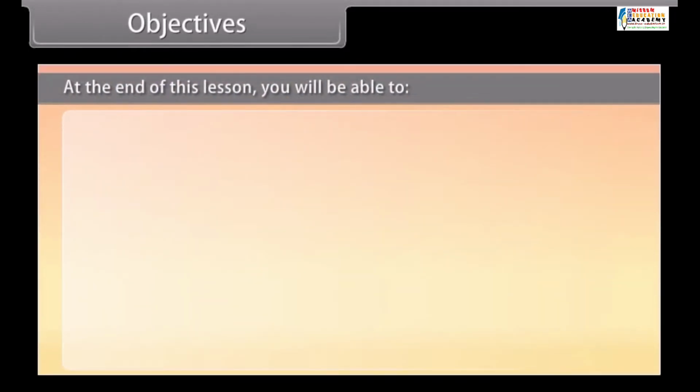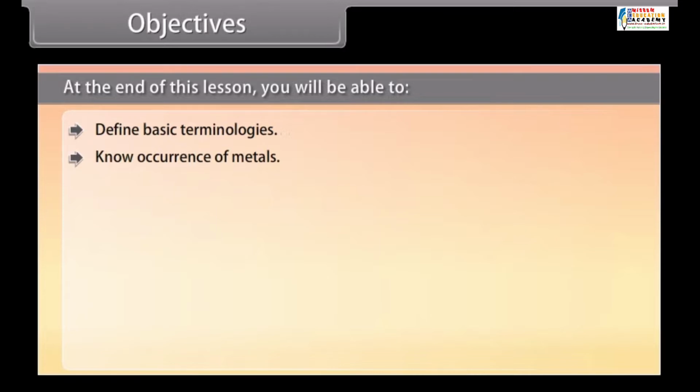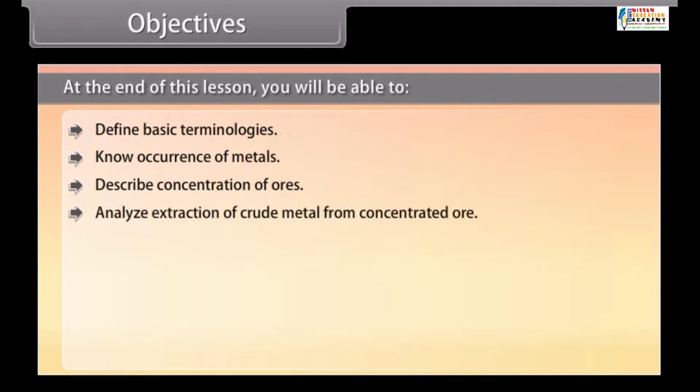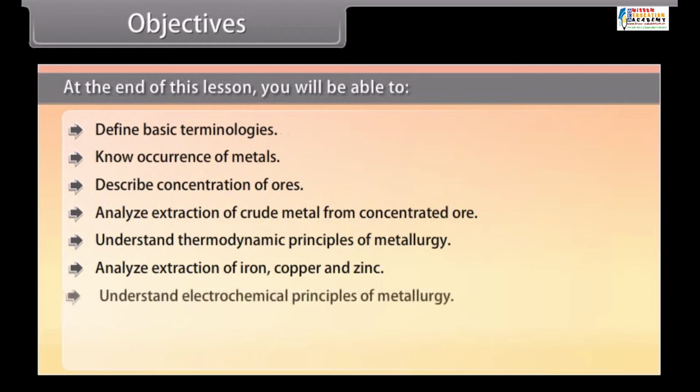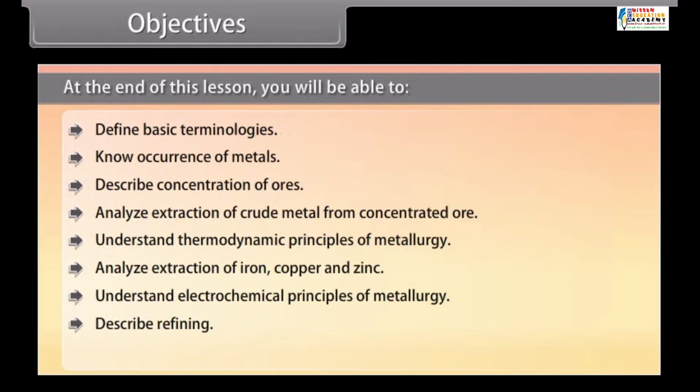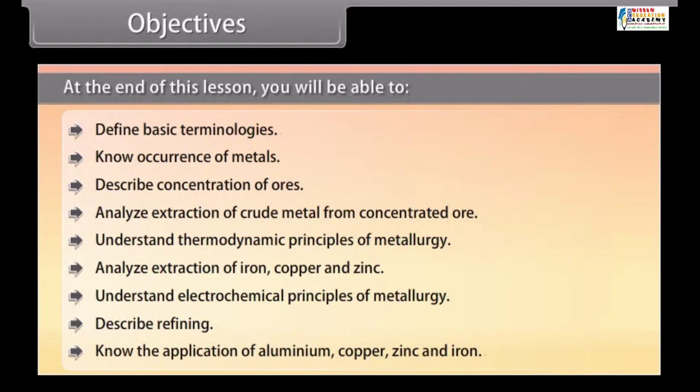At the end of this lesson, you will be able to define basic terminologies, know occurrence of metals, describe concentration of ores, analyze extraction of crude metal from concentrated ore, understand thermodynamic principles of metallurgy, analyze extraction of iron, copper, and zinc, understand electrochemical principles of metallurgy, describe refining, know the application of aluminium, copper, zinc, and iron.